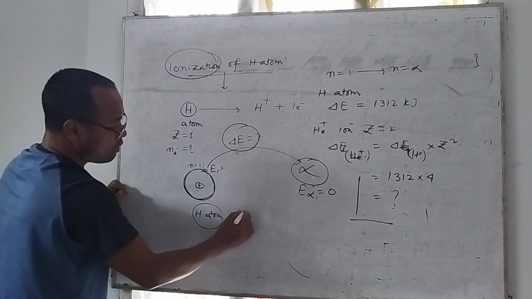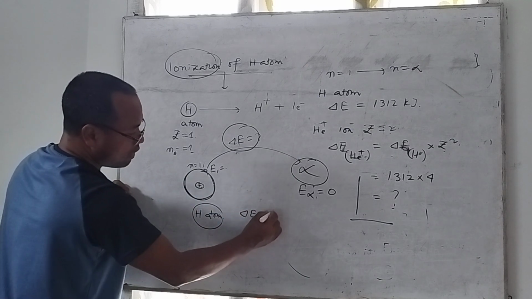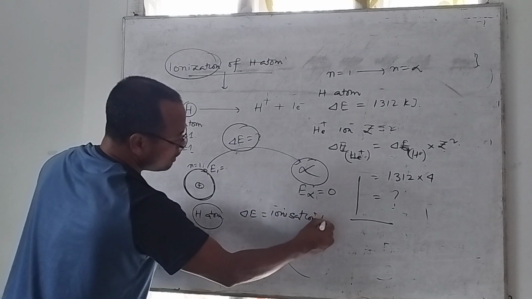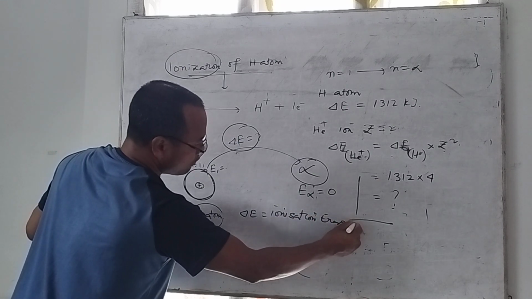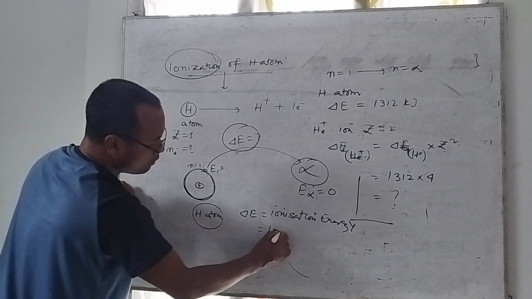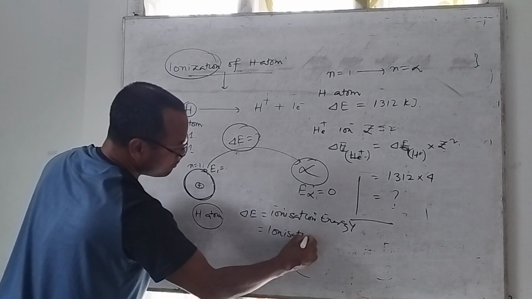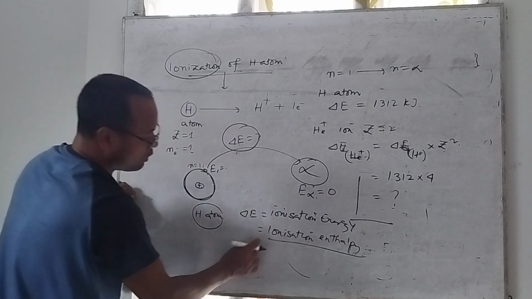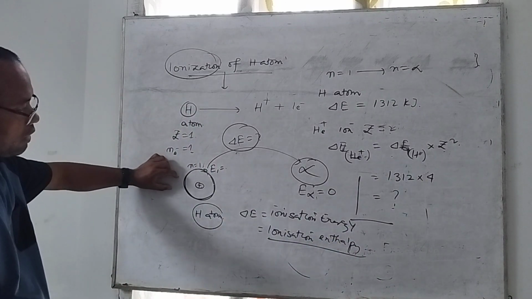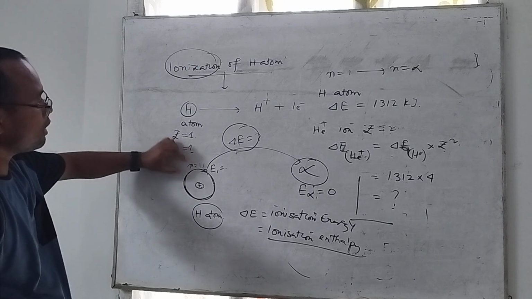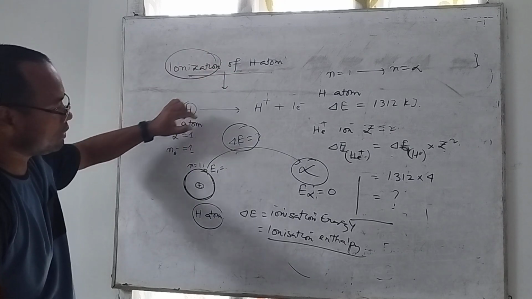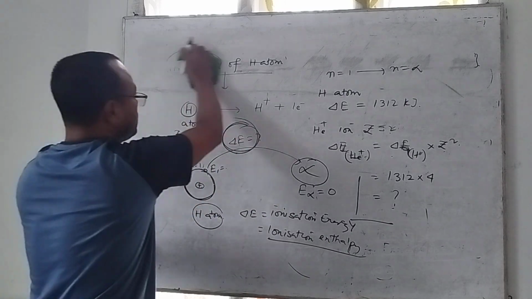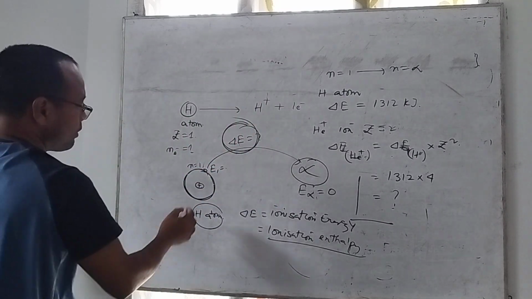But the thing is that the term I just mentioned here is ionization energy, or sometimes we call it ionization enthalpy, right? So sometimes we are asked to calculate the ionization energy for the ionization of a hydrogen atom. It's the same case as the calculation we did. How did we calculate here?